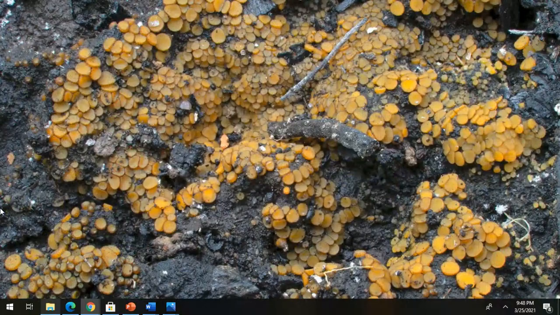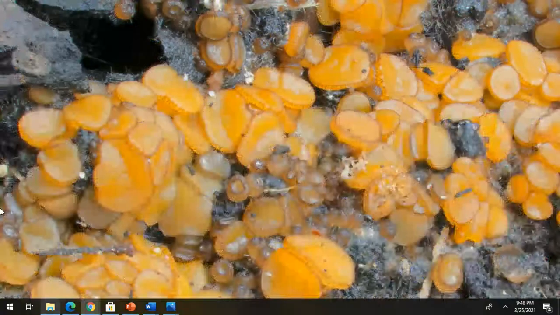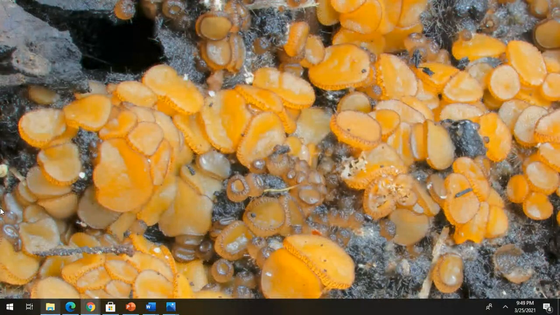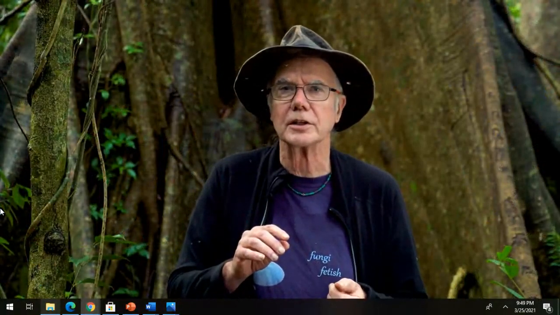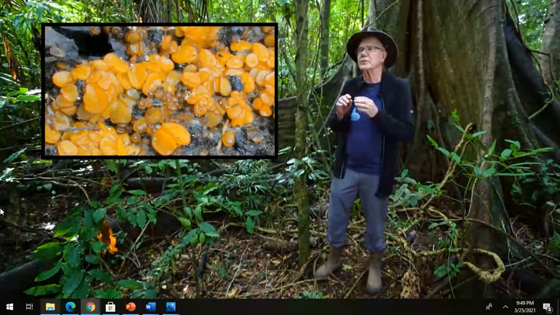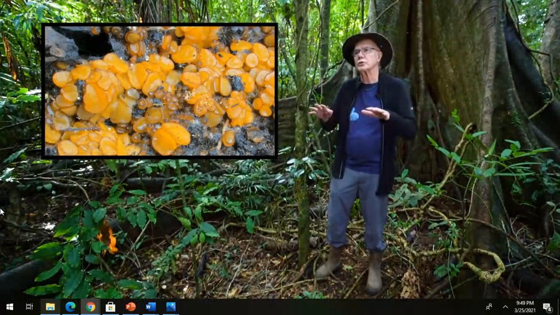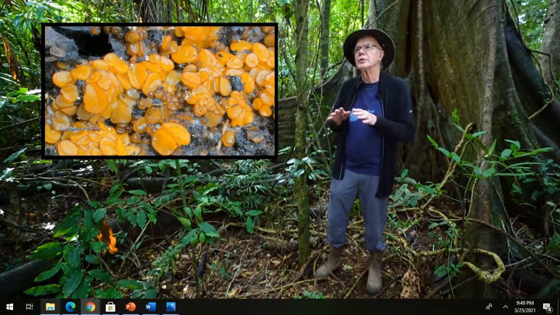Then we saw masses of tiny cup fungi covering the ground. We managed to identify them as Anthracobia muelleri. We started to wonder about its role in protecting the forest soil, as fire tends to make the soil very fragile and easily washed or blown away. But this fungus appeared to be binding the surface soil together and locking in any moisture.